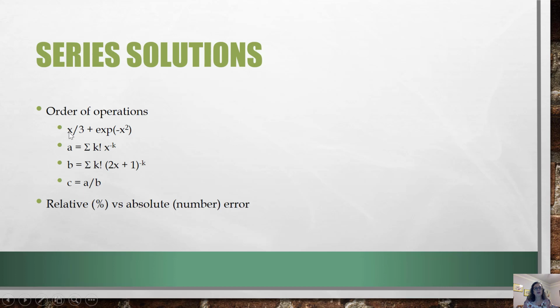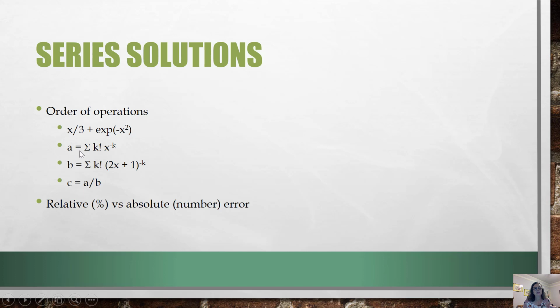I'm going to take that answer, save it, and add it to the answer for this. And here I'm going to take x and square it and then take the negative of that. So every time I will get something negative, because x squared will always be positive no matter x. And so e to the negative x squared will be added to x over 3.